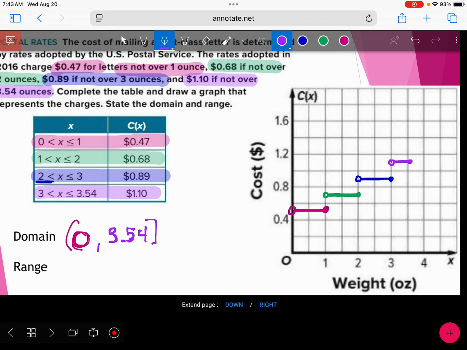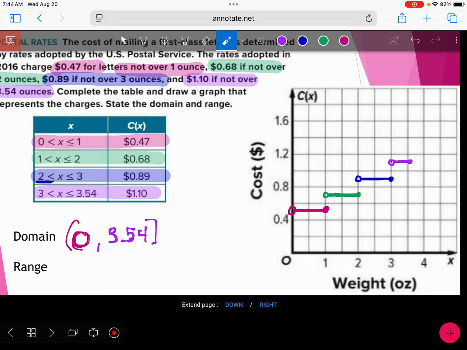What are our y values? What is our range going to be? I'm going to say, if we know we have our 47 cents, do I ever get charged 50 cents for a letter? No. It's 47 cents or it's 68 cents. It jumps between. Kind of like if I park at the mall for 2 hours versus if I park at the mall for 4 hours. I'm never being charged in between here. So it's just our 47 cents, and then our 68 cents, and then our 89 cents, and then our $1.10.